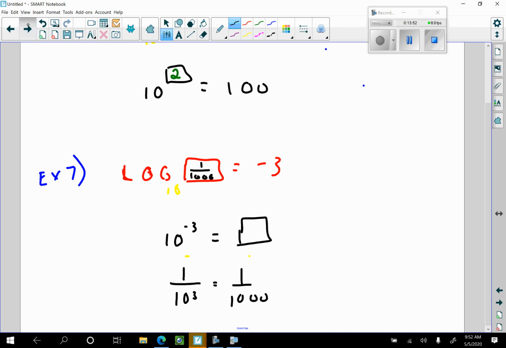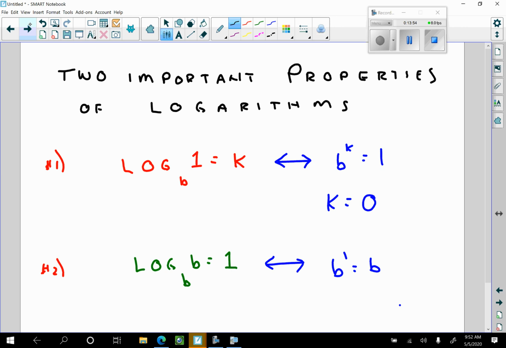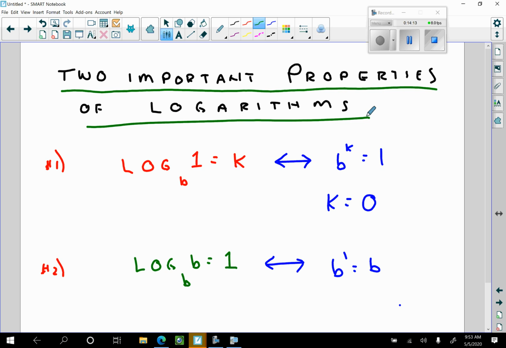All right, I think we're going to end this video with 2 important properties of logarithms. These are 2 very important properties, and next week we will expand our discussion of logarithms to include a few more properties, but today we're going to just talk about 2 important properties. Property number 1. Log base b of 1 is equal to k. What does that mean? That means that b to the k is 1.